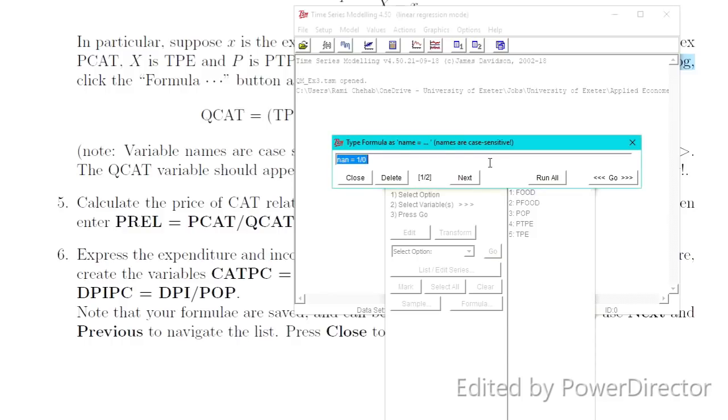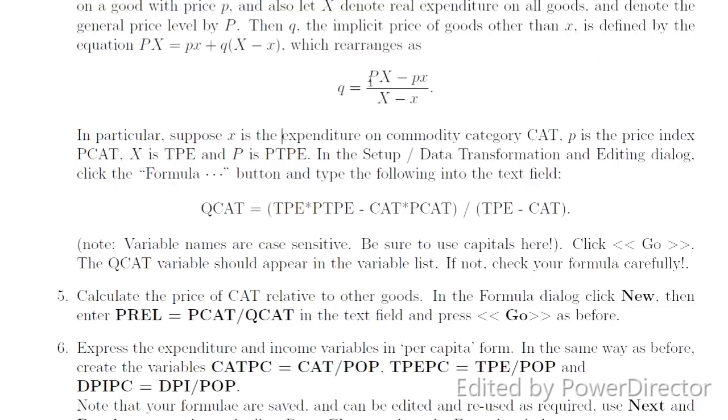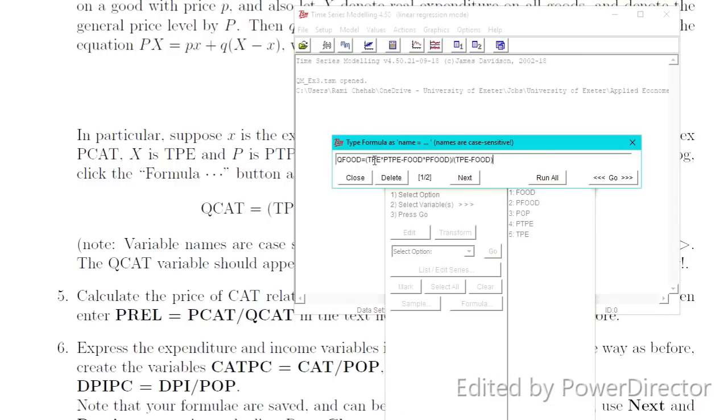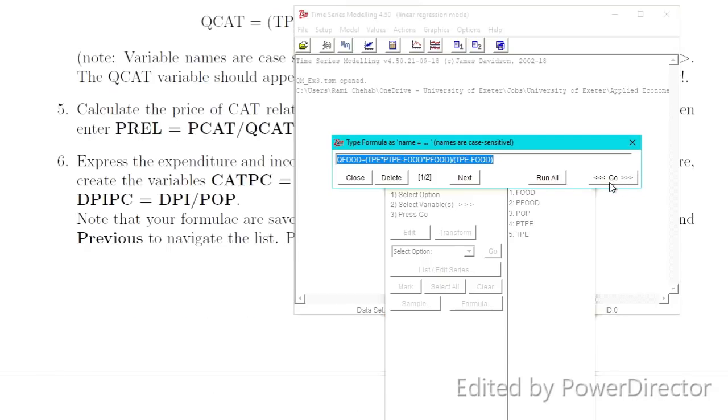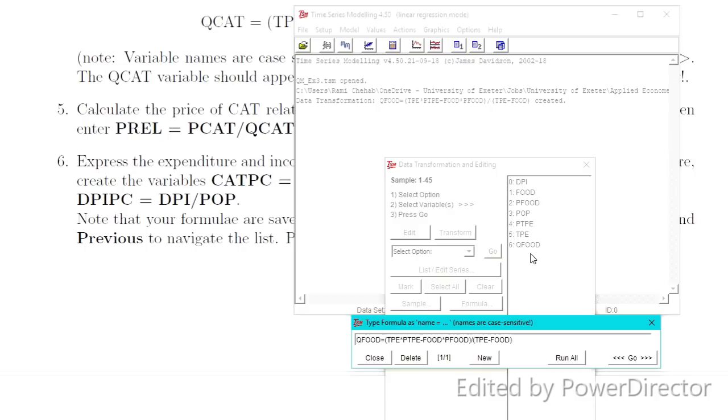The first formula that we have to write is qcat, but our cat is food basically, right? So TPE times PE, which is very similar to this thing, right? So P times X minus P times X. So this is what we're writing over here, and we're going to call this Q food. And then we're going to hit go, and now we have it, you see?